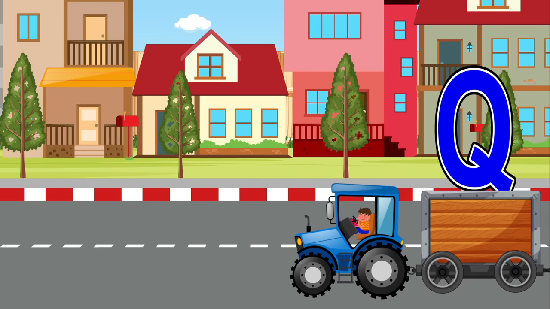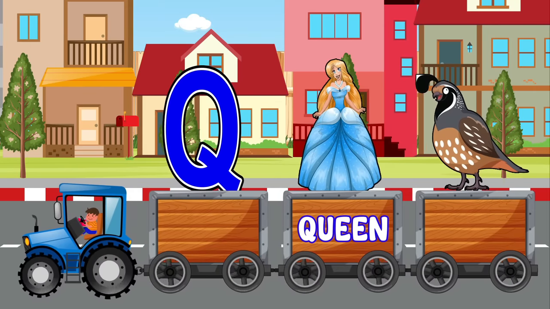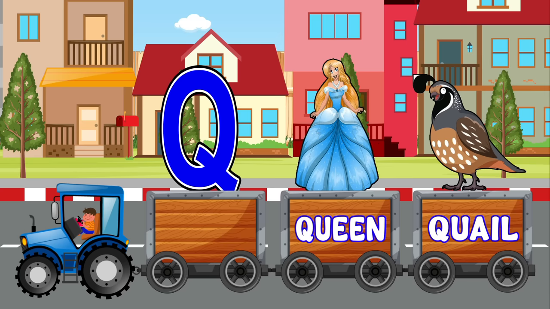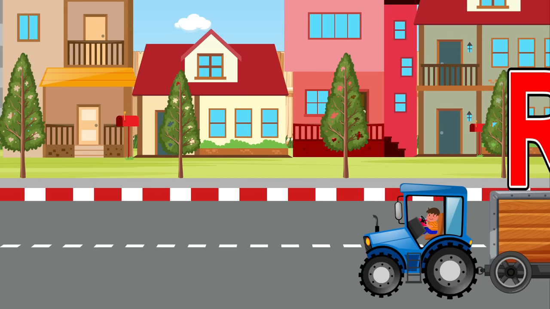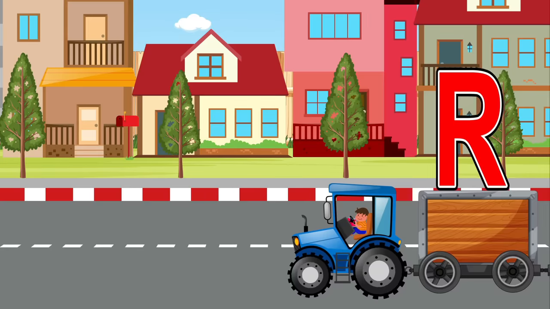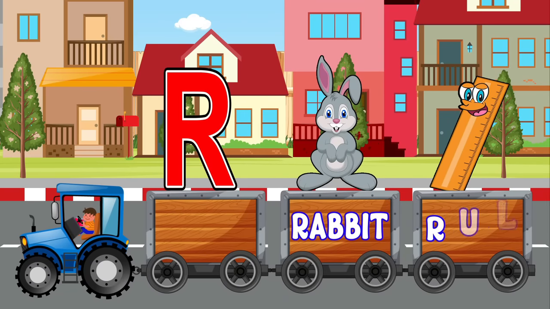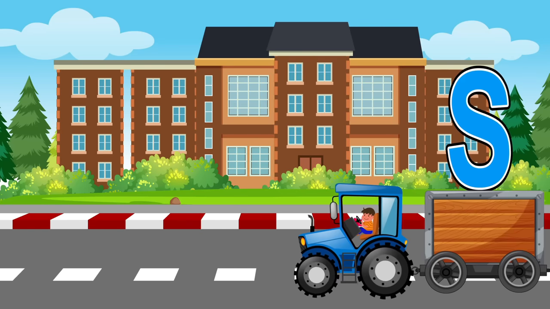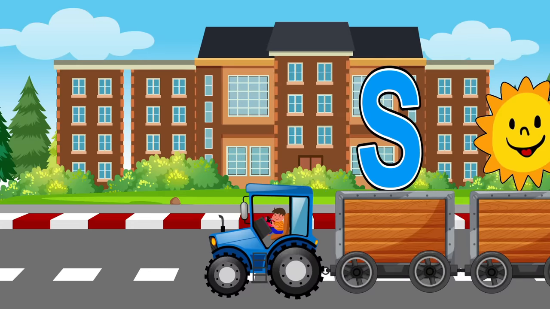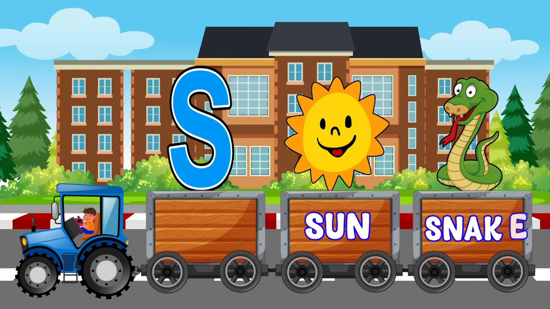Q. Letter Q is for queen. Letter Q is for quail. R. Letter R is for rabbit. Letter R is for ruler. S. Letter S is for sun. Letter S is for snake.